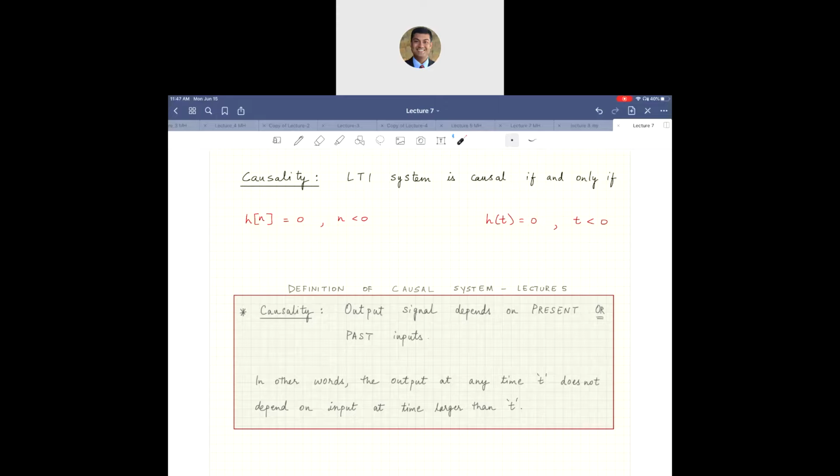And we can trace it back the same way. We defined a causal system in lecture 5 as: causality is when the output signal depends on present or past inputs. In other words, we said the output at any time t doesn't depend on input at time larger than t. So it cannot depend on time that hasn't happened yet.